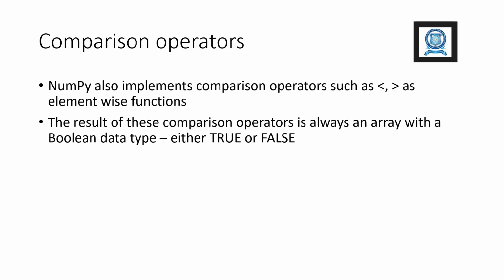First, comparison operators. NumPy also implements comparison operators such as less than, greater than, as element-wise functions. The result of these comparison operators is always an array with a Boolean data type, either true or false.